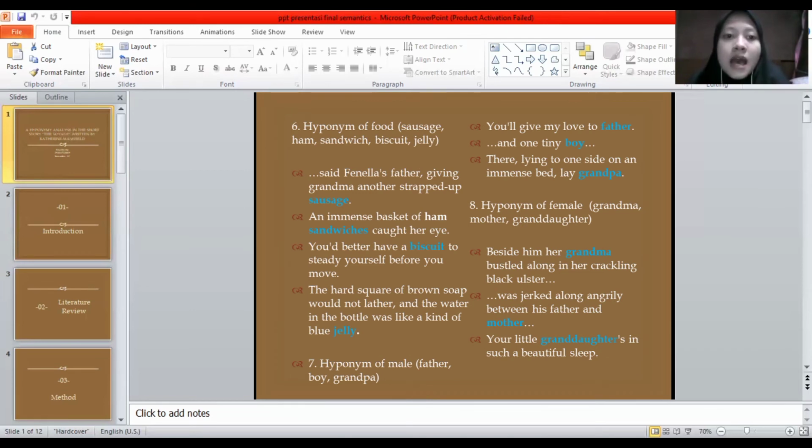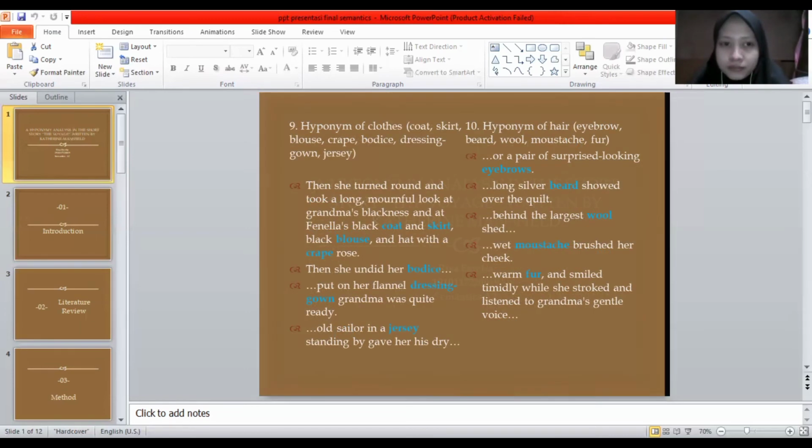And then hyponym of food, there are sausage, ham, sandwich, biscuit, and jelly. And then hyponym of male, I found father, boy, and grandpa. And number 8, hyponym of female, I found grandma, mother, and granddaughter. And the number 9, hyponym of clothes, I found coat, skirt, blouse, crepe, bodice, dressing gown, and jersey.